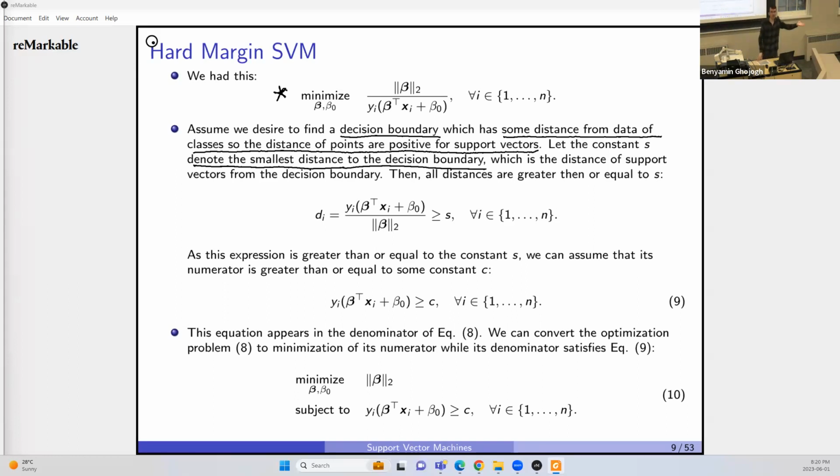So there is a lower bound on the distances. Let's call it S. And we'll see that this is the distance of the support vectors from the decision boundary by our definition. Then all distances are greater than or equal to this S, for all the i, as in this expression.